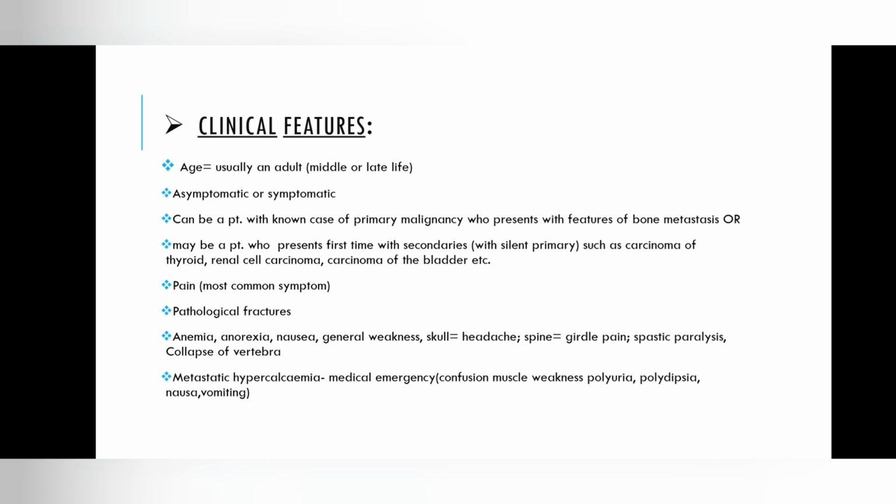Talking about the clinical features, it usually involves an adult of age greater than 40 or 50 years. The patient may be asymptomatic or may be symptomatic. When the patient is asymptomatic, these findings are found accidentally on investigations done for some other reasons, or the patient may be symptomatic and the most common symptom being the pain.